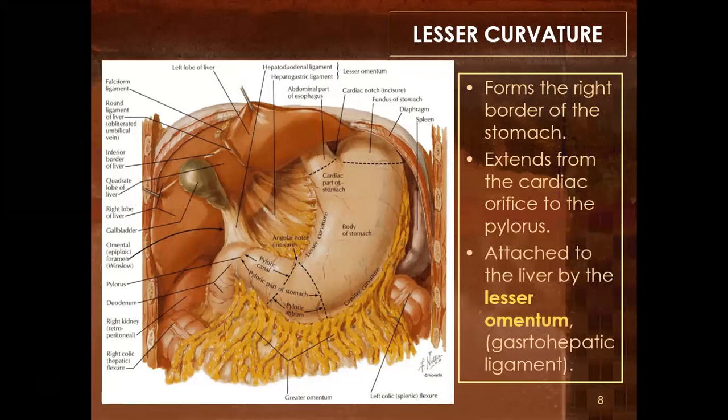It is attached to the liver by the lesser omentum, the gastrohepatic ligament. If you see here, there is a ligament extending from the liver up to the stomach. This is called the lesser omentum. The lesser omentum has two parts. One is the hepatogastric part, which is between the liver and the stomach; hepato means liver, gastric means stomach. Then there is the other, shorter part, the hepatoduodenal, which extends from the liver to the duodenum. Together these two are called the lesser omentum. So the lesser omentum is attached to the lesser curvature of the stomach.